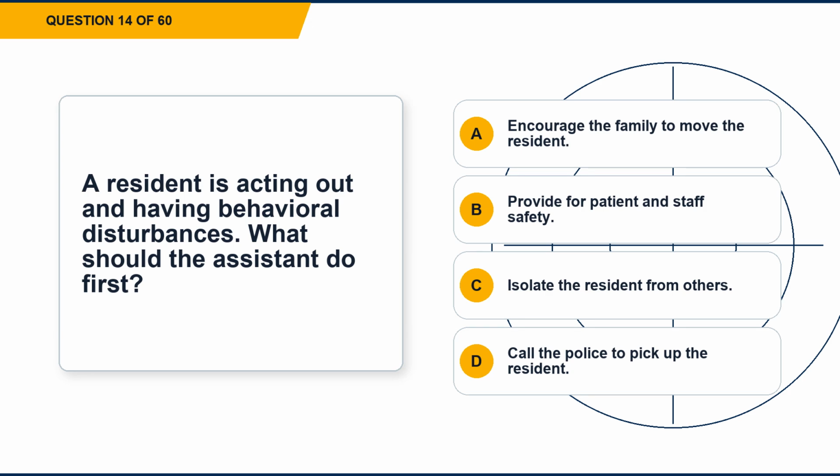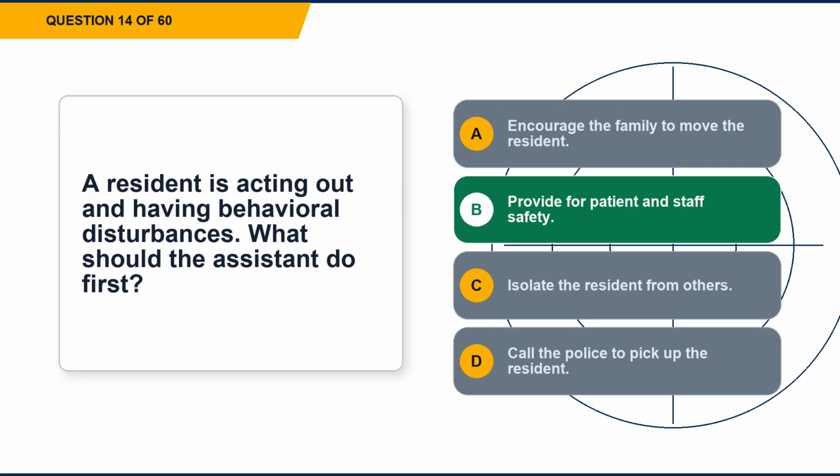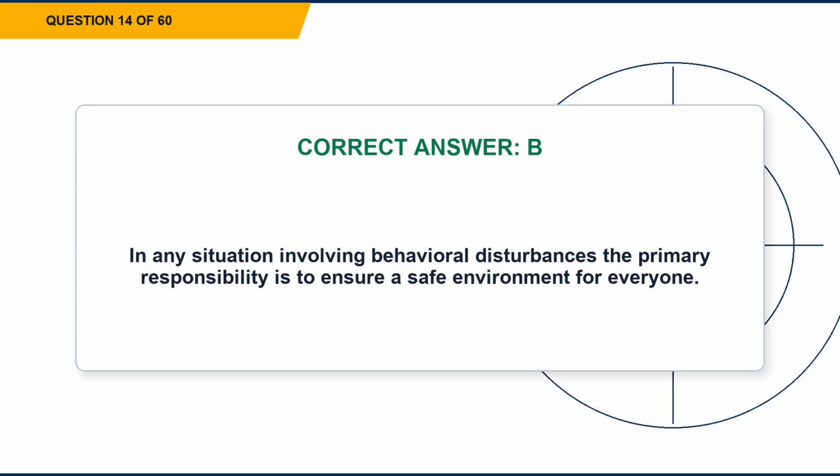Question 14. A resident is acting out and having behavioral disturbances. What should the assistant do first? Option A. Encourage the family to move the resident. Option B. Provide for patient and staff safety. Option C. Isolate the resident from others. Option D. Call the police to pick up the resident. The correct answer is option B. Provide for patient and staff safety. Explanation. In any situation involving behavioral disturbances, the primary responsibility is to ensure a safe environment for everyone.